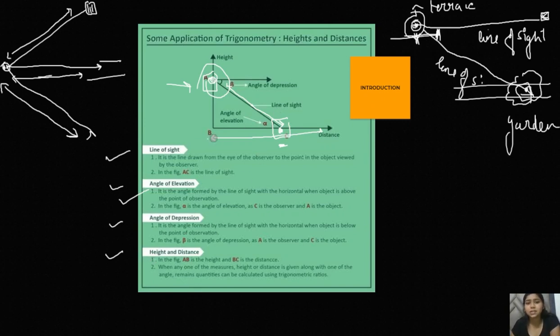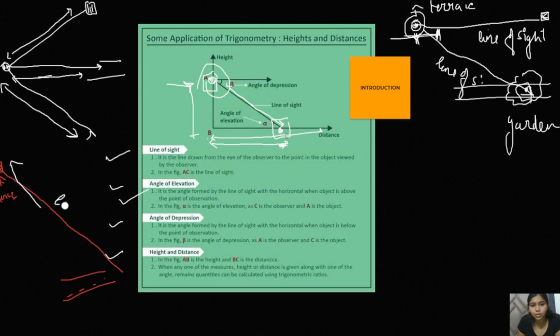Height and distance is like this: this is the distance between two buildings, this is the height of the building. These are basically the heights and distances that you are going to see in this chapter. Let me explain. Suppose this is an observer, this is a person, standing on a terrace. They are looking at the road. So this is the eyes of the person and this is the road. This particular line will be your line of sight, right? This particular line will be the line of sight.